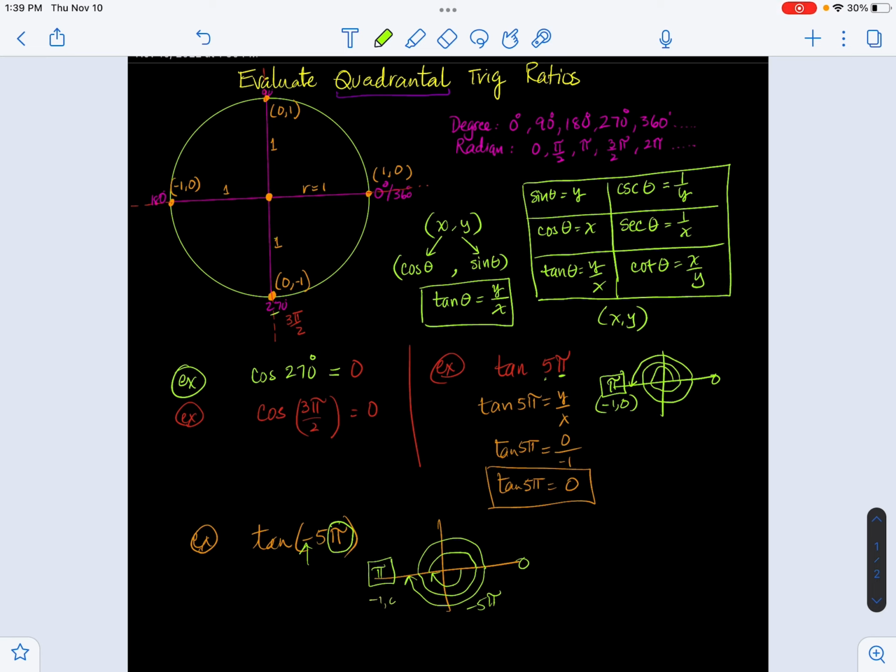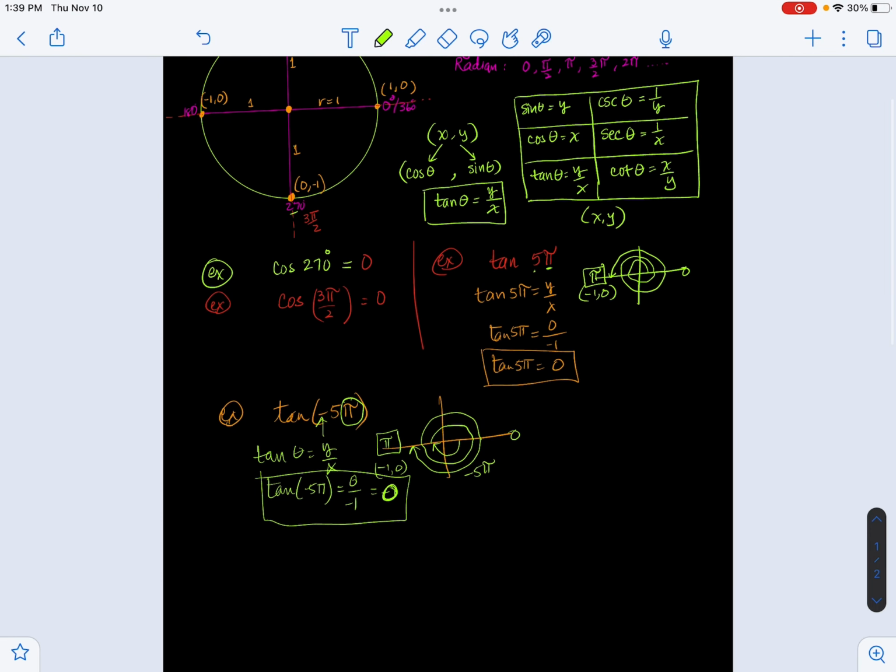Coordinates here are negative 1 comma 0. Tangent is still defined as y over x. So tangent of negative 5 pi is still 0 over negative 1, which boils down to 0. Both the answers happen to be the same because the location was the same.